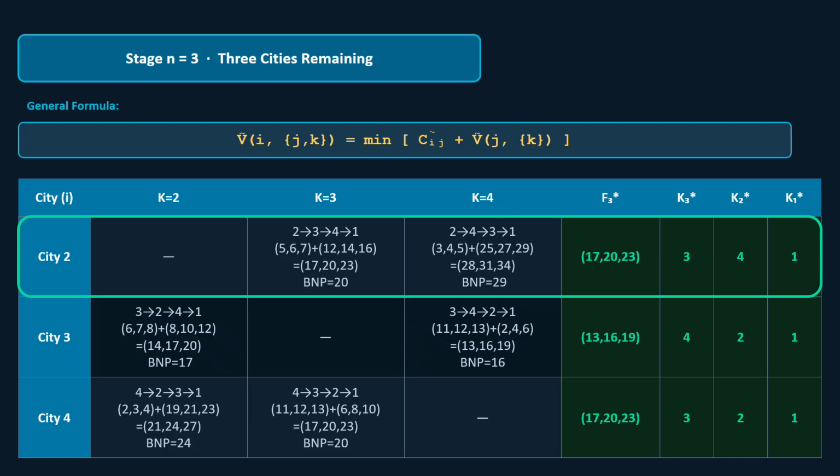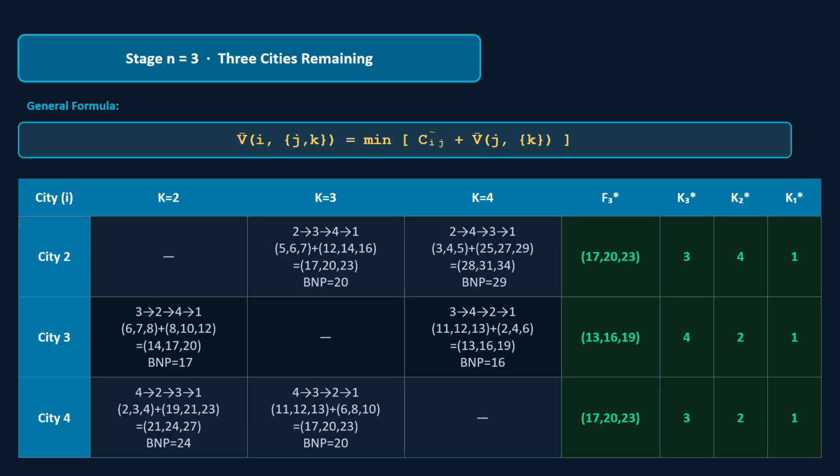City 2 travels to C4. Cost 3, 4, 5. Then V tilde of C4 with 3 taken from stage 2 for City 4 at K equals 3, which was 25, 27, 29. Sum 3 plus 25, 4 plus 27, 5 plus 29 equals 28, 31, 34. BNP equals 29. Since BNP equals 20 is lower, F3 star equals 17, 20, 23, K3 star equals 3, K2 star equals 4, and K1 star equals 1.